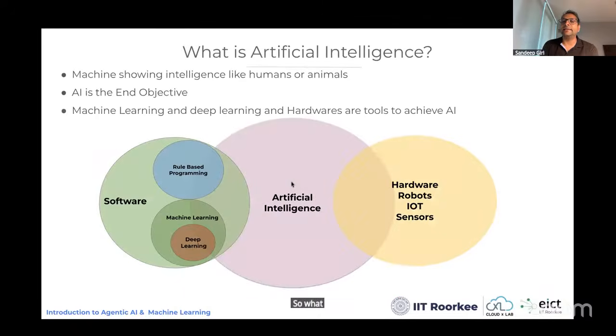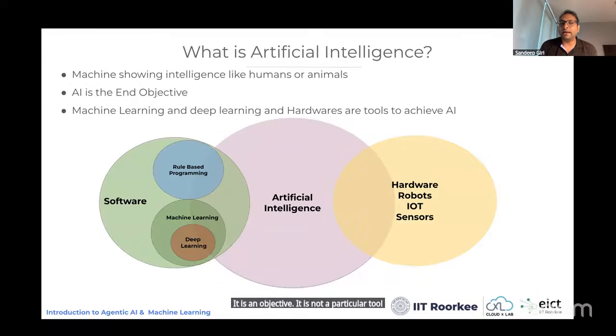So what exactly is AI? AI is not a tool. AI is not a particular algorithm. AI is an objective. The objective that involves creating intelligence, creating intelligence like humans or animals. It is an objective. It is not a particular tool.